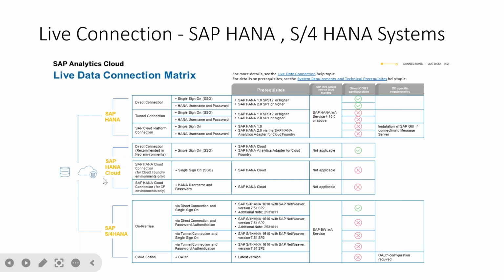If your source is HANA Cloud and you want a direct connection, guys, wherever you see a direct connection, you need CORS, meaning you're connecting directly without any platform in between. For direct connection, you need CORS. For S/4HANA on-premise, you need a direct connection, so CORS.